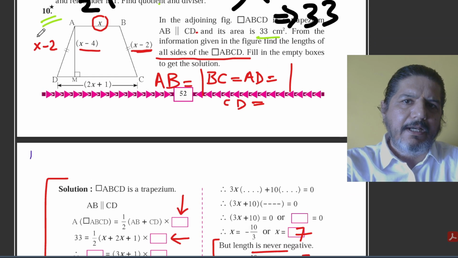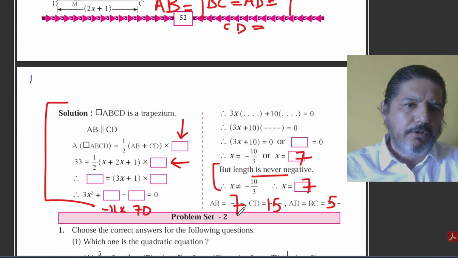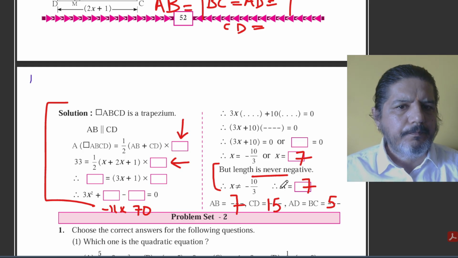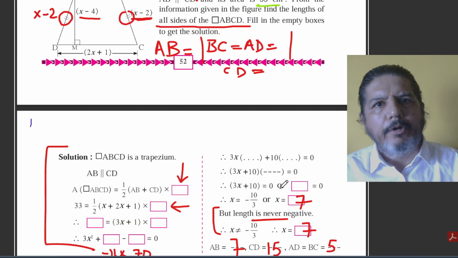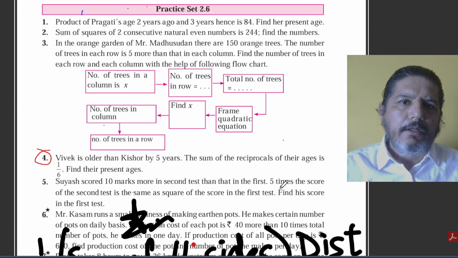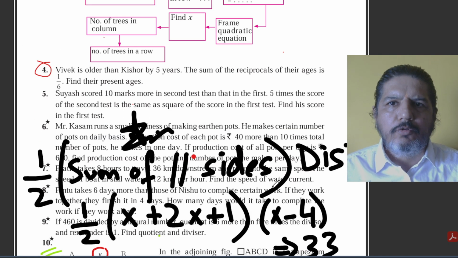AD is equal to BC, as they have mentioned. This is the symbol of equal. So this would be x minus 2. 7 minus 2 is 5. So these are the required answers. Now we have completed this exercise 2.6.